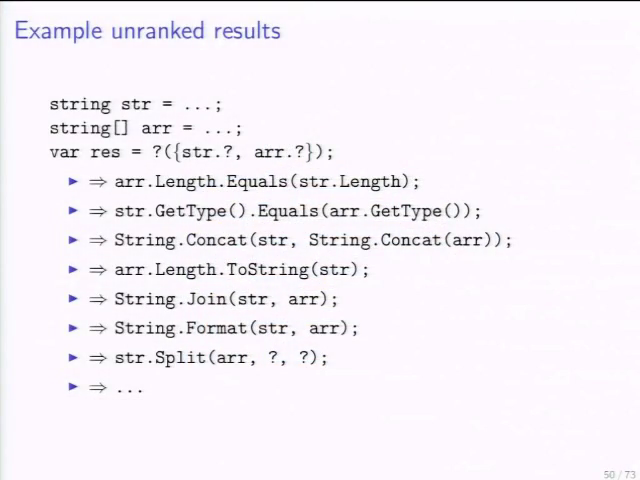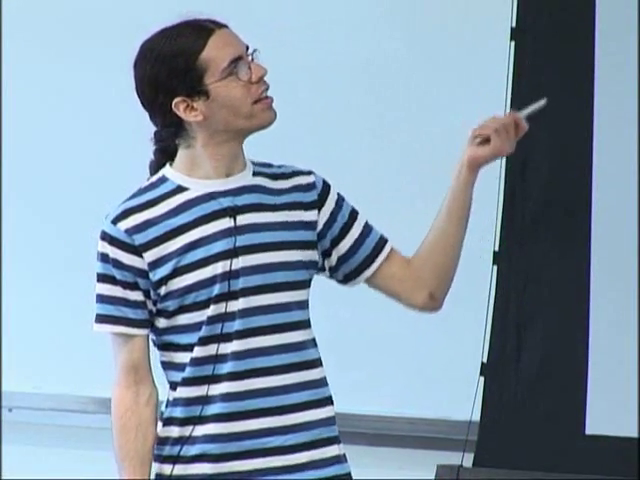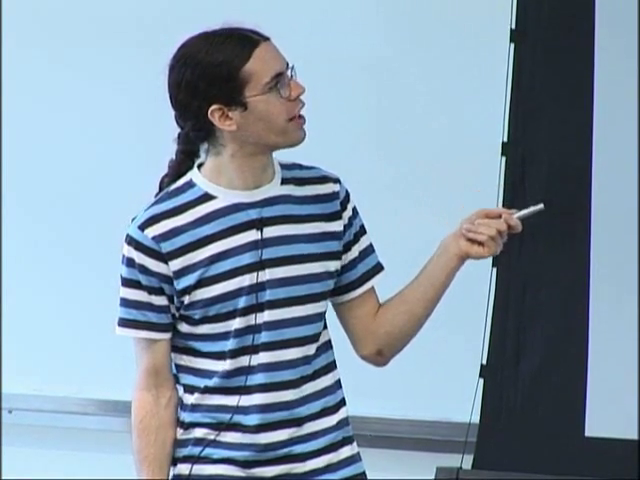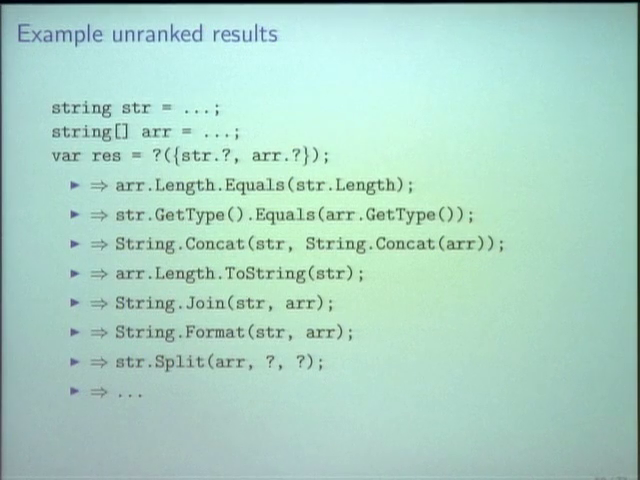So you could simplify this just by declaring a hard cutoff of applying these rules 1, 2, 3 times, something like that. On the other hand, you would still end up with a lot of results, so we need some way to rank them. Here's an example of if you had a string and a string array, here's some results you might get. They vary between reasonable and what you probably meant to completely crazy and very unlikely to be what you meant.